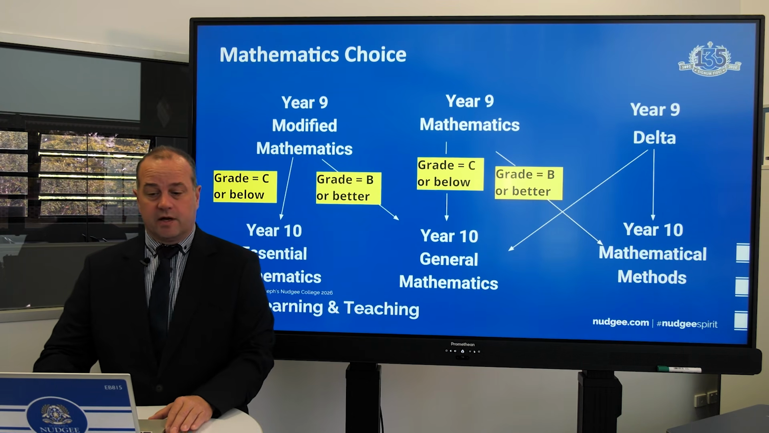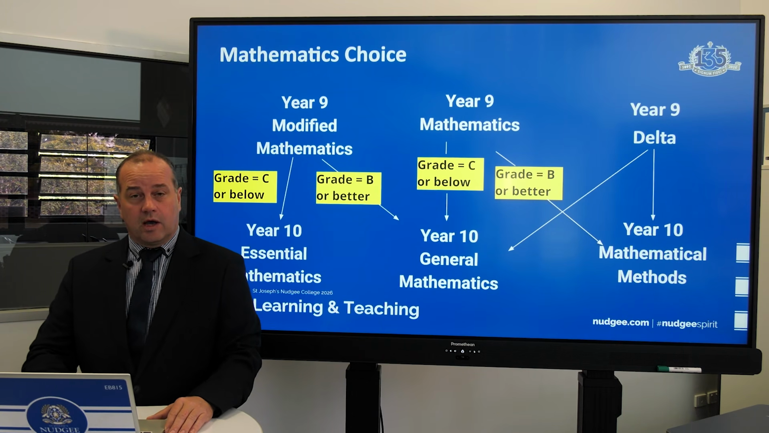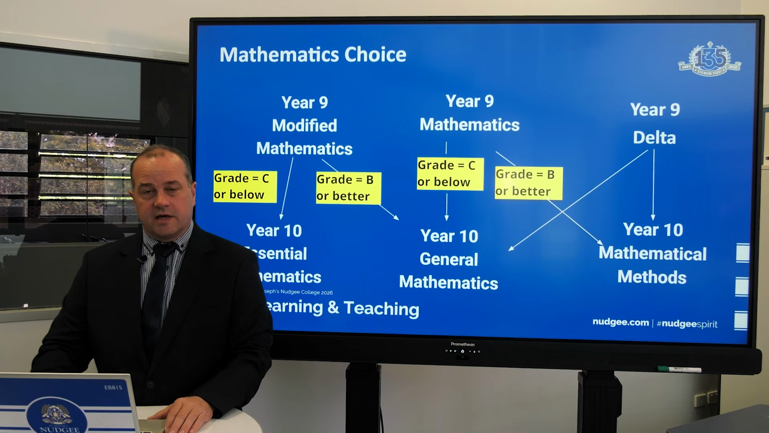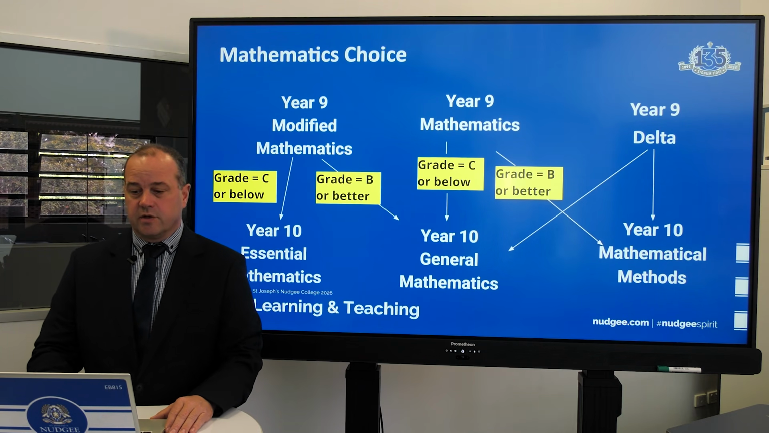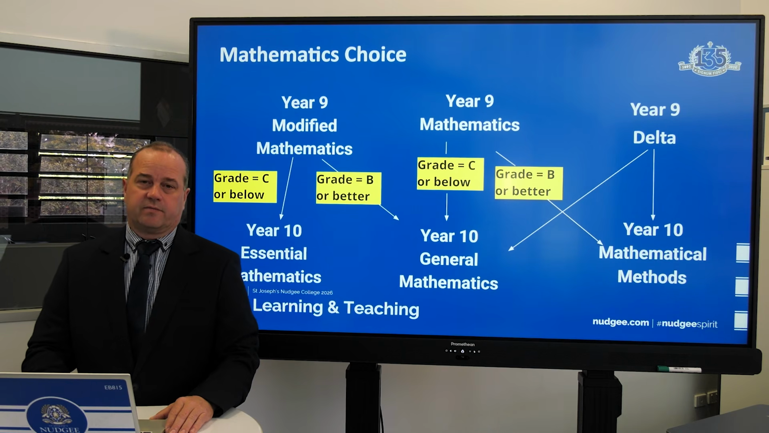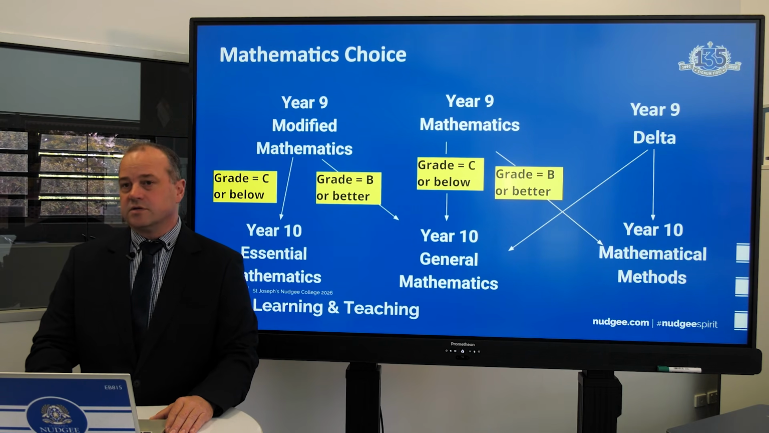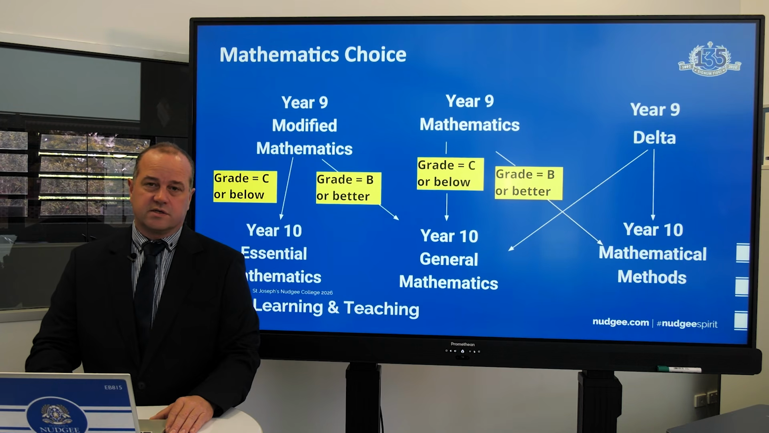If your son is in Year 9 Maths and getting a grade C, staying with that general maths pathway is probably the best choice for him. If he's getting a B or better, definitely giving maths methods a go. And if your son is in Year 9 Delta and he's doing really well, maths methods and specialist would be a choice that is really good for both the ATAR, but also for university pathways in terms of engineering or STEM courses, medicine courses, etc. All are looking for that sort of level of mathematics.